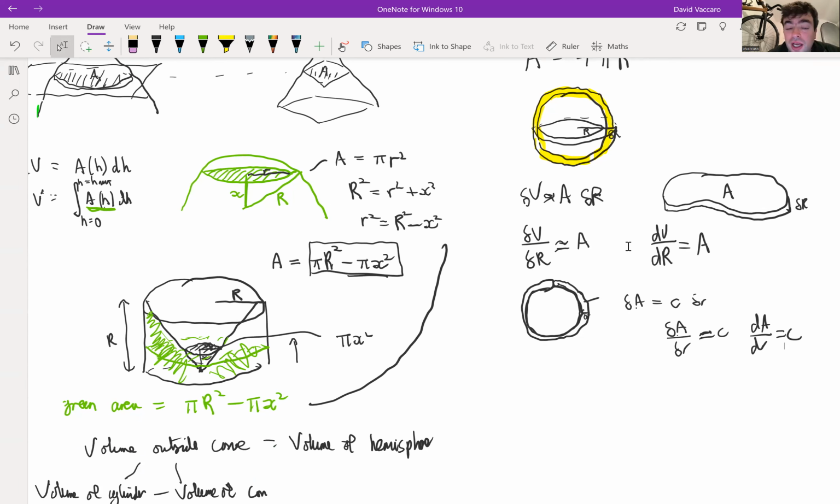Okay. And so the area of a circle is pi r squared. And if you differentiate it, you get 2 pi r, which, surprise, surprise, is the circumference.